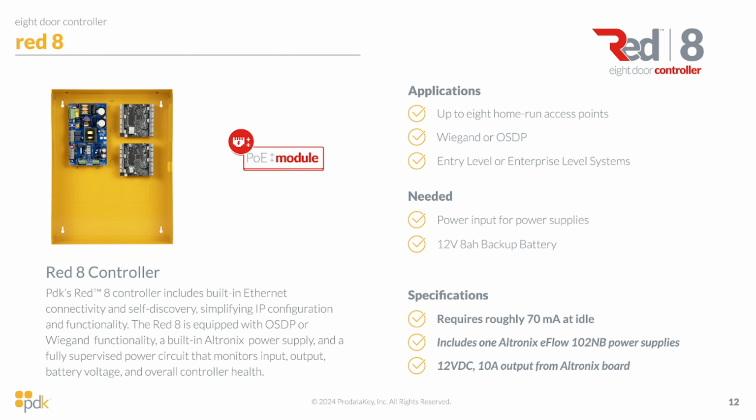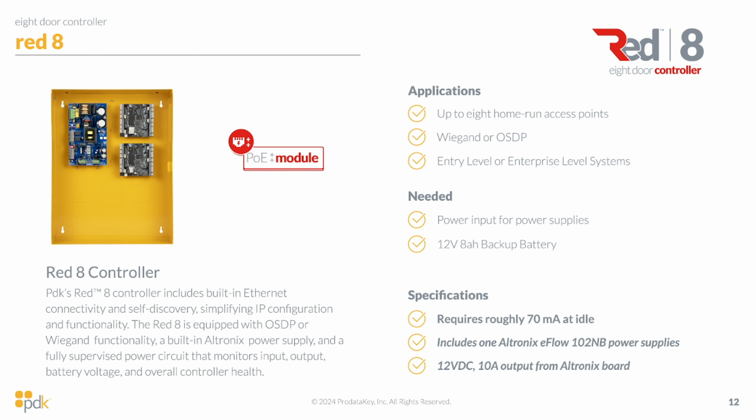of those red 4s. So the red 8 is just 2 red 4 boards, which both require 35 milliamps at idle. So 35 times 2 is 70 milliamps, so you only need 70 milliamps to power both of those. You have the 10 amps of potential power from the Altronics eFlow board, which again gives you just a little over an amp of power per port on each of those.